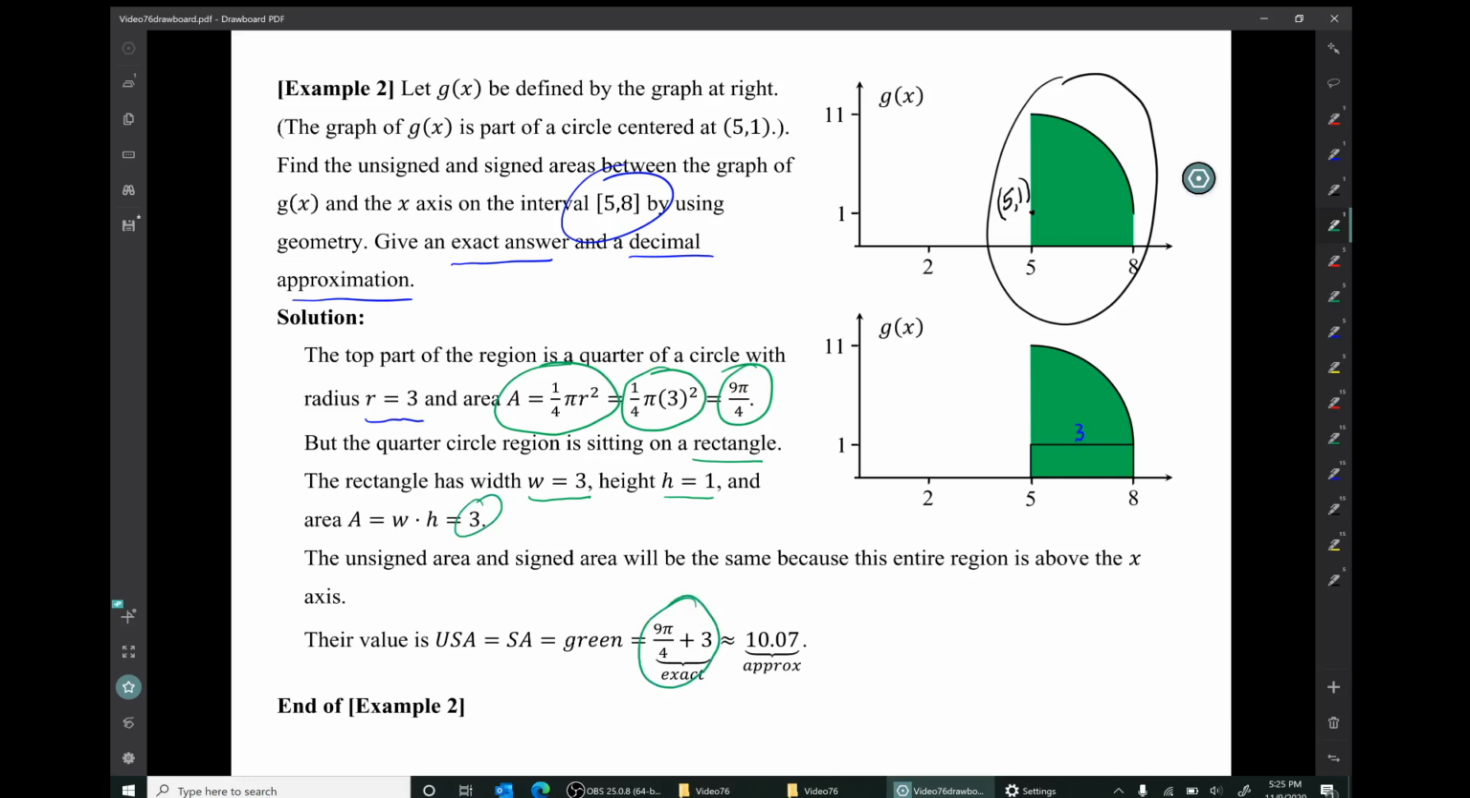That's actually the exact answer. That's the only way to write that number exactly. You can't write that using a decimal exactly. You can't write it using a fraction exactly. Now, a decimal approximation to this we can get just by typing that into a calculator, and we get this number 10.07. Now that's both the unsigned area and the signed area because the entire region was above the axis.